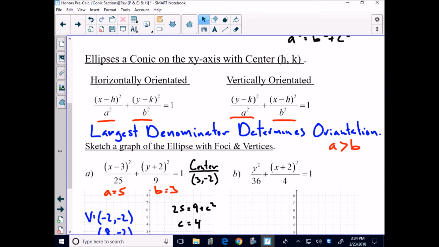So what's going to distinguish the horizontal orientated ellipse from the vertical orientated ellipse? And that's going to be that we know that a is larger than b. So right here, what we can say is the term that has the larger denominator determines the orientation of the ellipse, whether it's going to be horizontal or vertical.